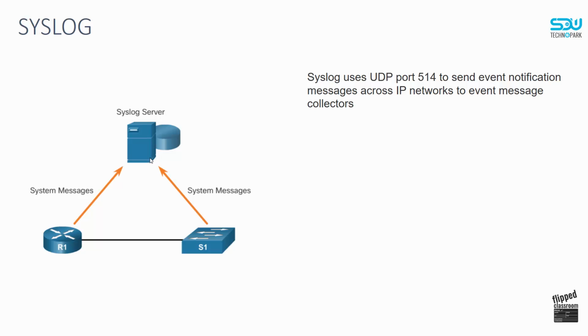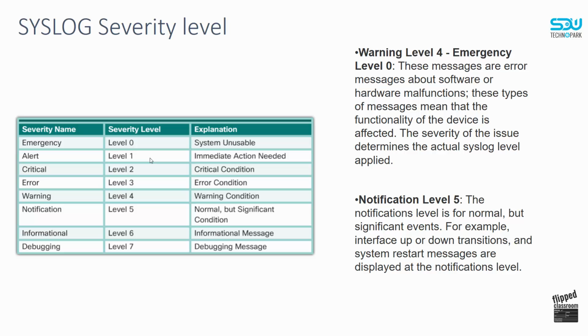So syslog uses UDP port 514 to send event notification messages across IP networks to event message collectors. So this is a UDP transport layer protocol. Alright, so we have these levels, starting from emergency. Emergency is system unusable, which means that your device is not working.